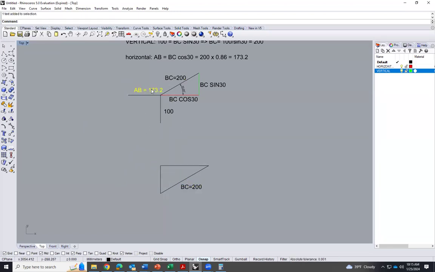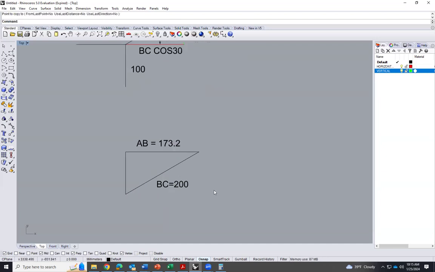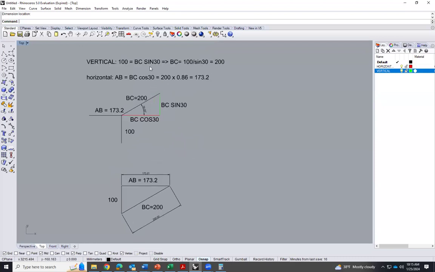And this one is gonna be AB. And this is just 100. If we measure this, we go to dimension aligned. If I click here and here, this is 200. And if I click here and here, it has to be something close to 173.2. We can use equations. We can use this method of the triangle, and the value should be almost the same.